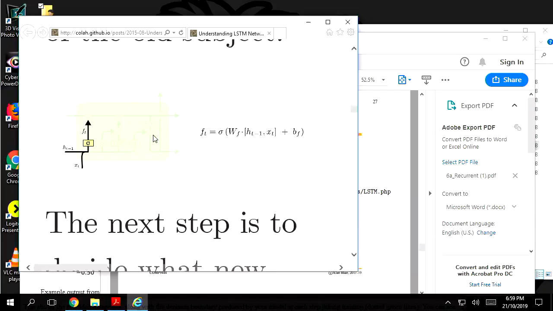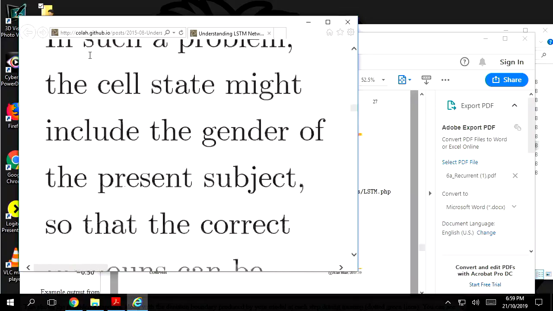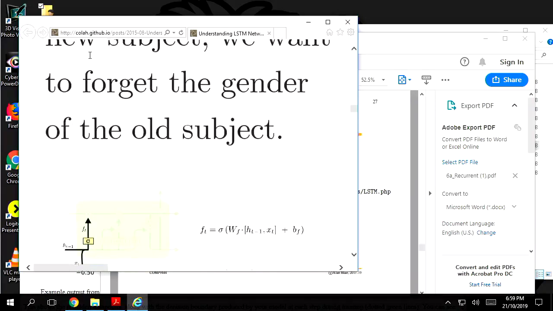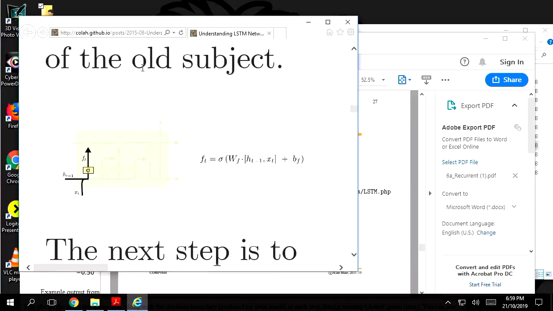See if I can zoom in here. Oh, that's the best I can do. Okay, so it zoomed the text but not the figure.